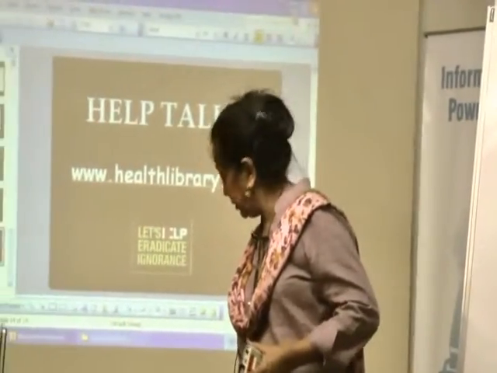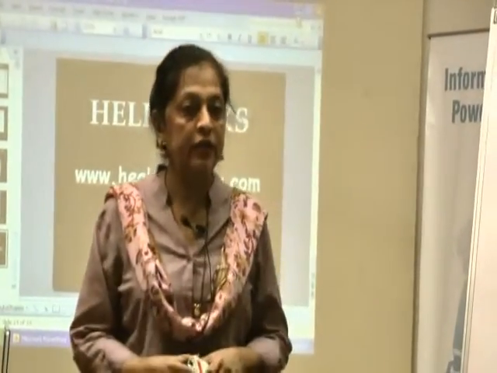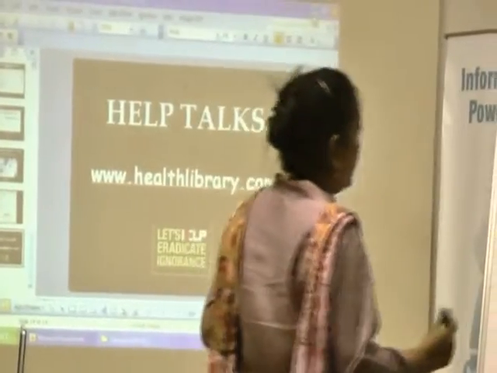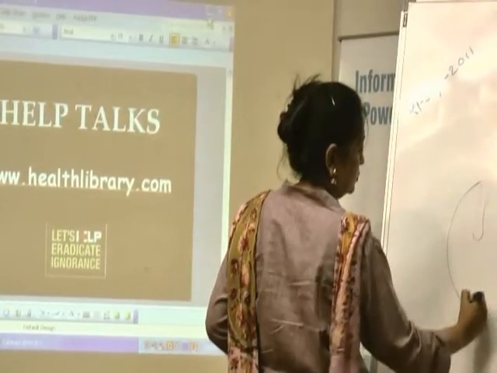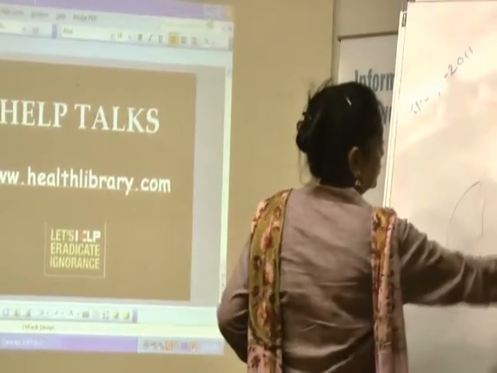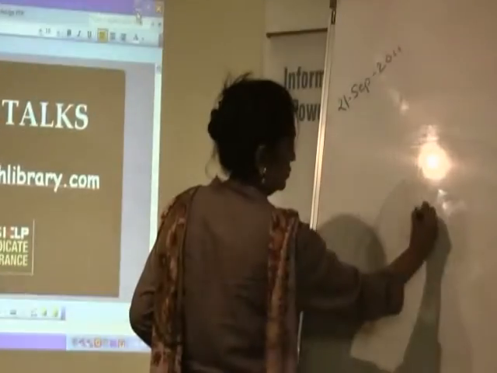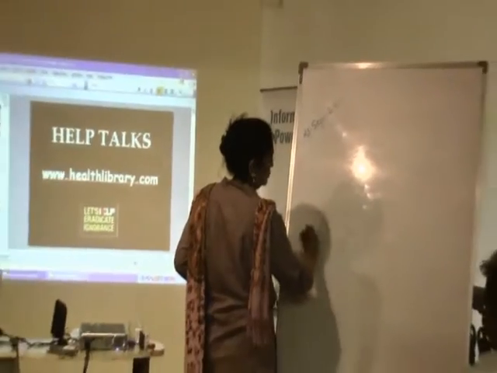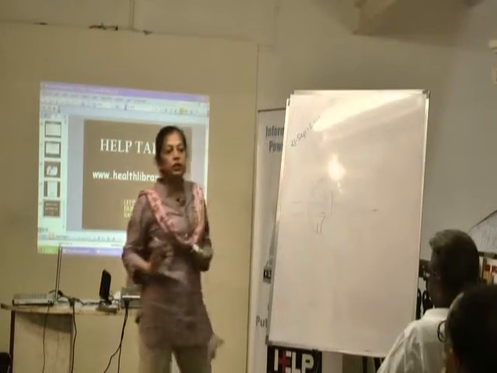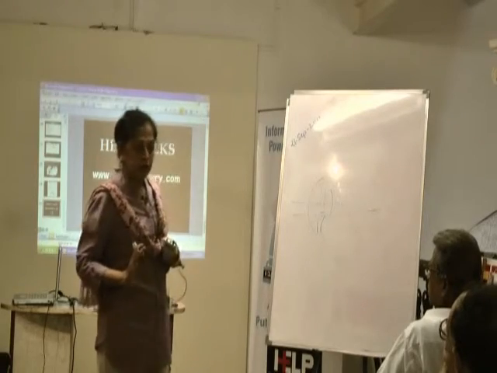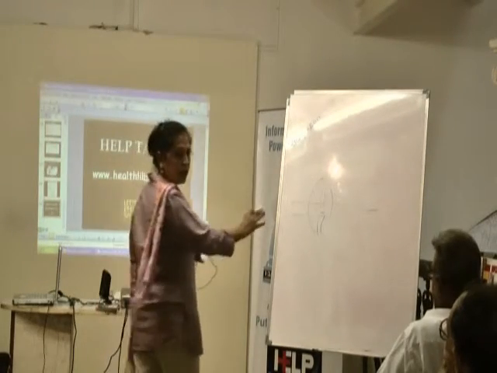Everybody must be knowing the anatomy of the eye, right? So I'll just draw the diagram. This is a diagram of the eye. This is a sagittal section of the eye.